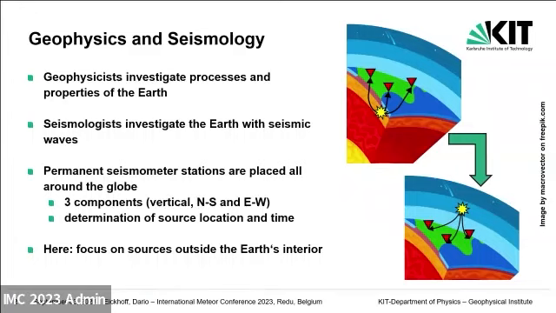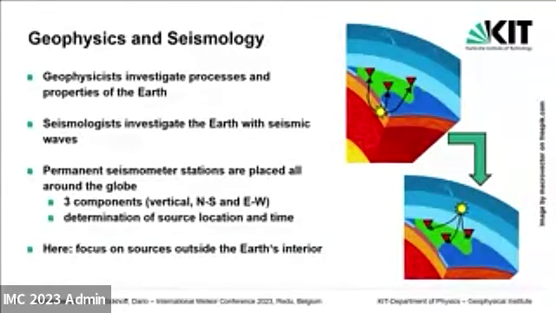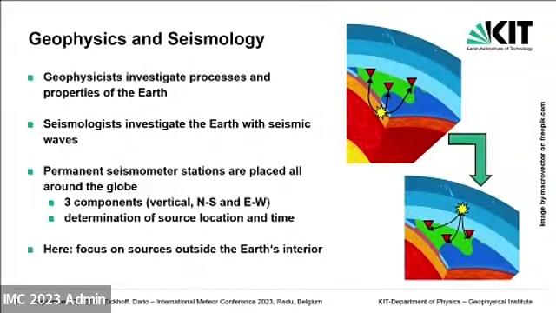Normally, we as geophysicists investigate processes and properties of Earth. A further subdivision of geophysics is seismology, where we do this investigation with seismic waves. Normally, we have some point source, for example an earthquake, from which these waves travel to our seismometers, which are placed all around the globe. These measure usually in three components, one vertical and two horizontal. You should really keep this in mind because it will be important in the second talk. We use these to determine source locations and also source times.